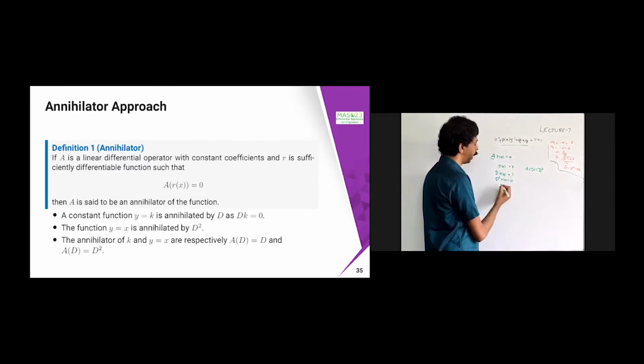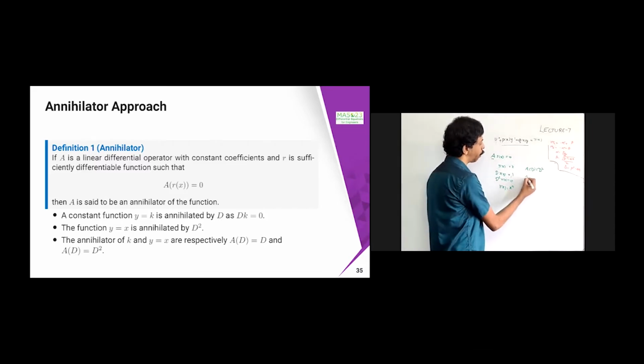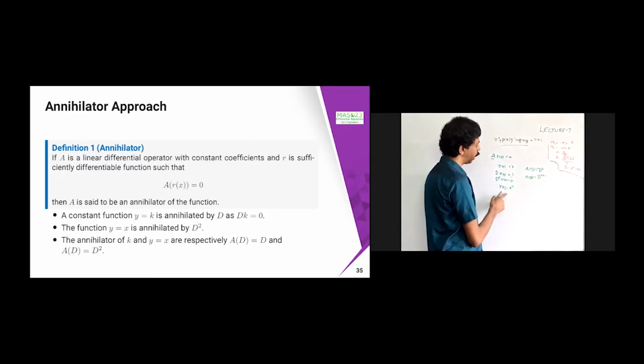Suppose I take R of X equal to X power n. In this case, what is going to come? You can take the first derivative, it is going to become n times X power n minus 1, then the next one is going to become X power n minus 2, etc. So A of D is equal to D power n plus 1, because if I take the n plus 1th derivative, it is going to become 0.